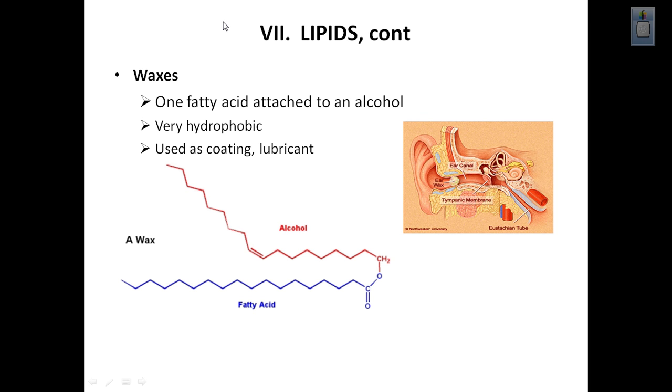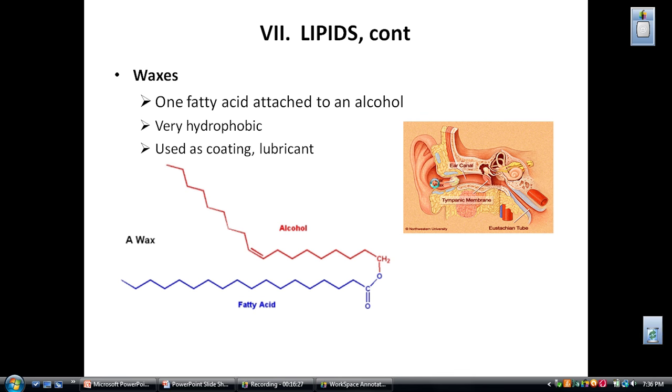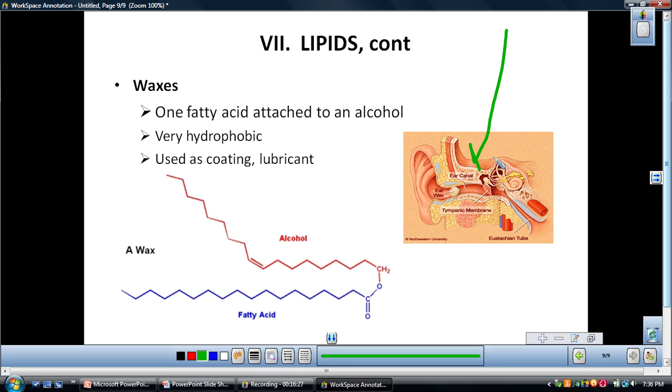Okay, waxes. This one kind of grosses some people out because of when we talk about, oh yes, ear wax. Woohoo! Get that Q-tip out, guys. Just kidding. So a wax is when you have one fatty acid that is attached to an alcohol. Okay, it's kind of strange, but these are very, very hydrophobic. In your ear, it's a good thing to have some earwax, despite the fact that we do stick some Q-tips in there, but it helps lubricate the auditory canal, which helps those sound waves vibrate and be able to hit against the tympanum or the tympanic membrane, which is your eardrum.